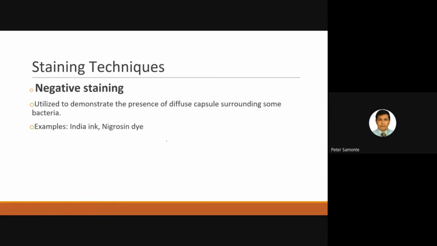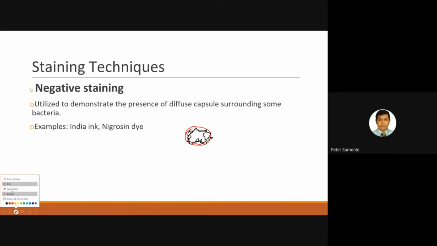Okay. Then another type of staining technique would be your negative staining. This is utilized, class, to demonstrate the presence or the diffuse presence of your capsule surrounding some bacteria. So in negative staining, class, imagine this would be your field, ito yung field mo sa microscope. You're viewing this. Everything would be dark, puro itim, all black.